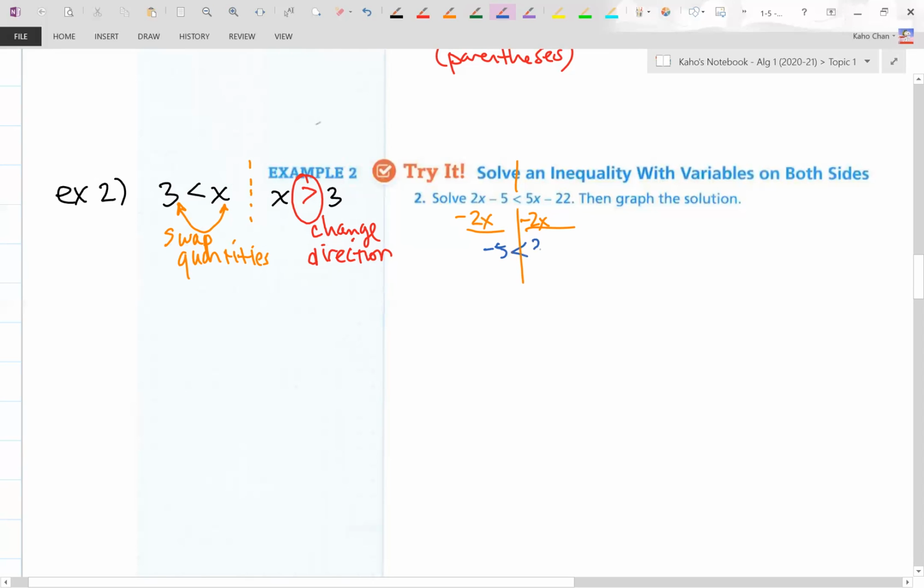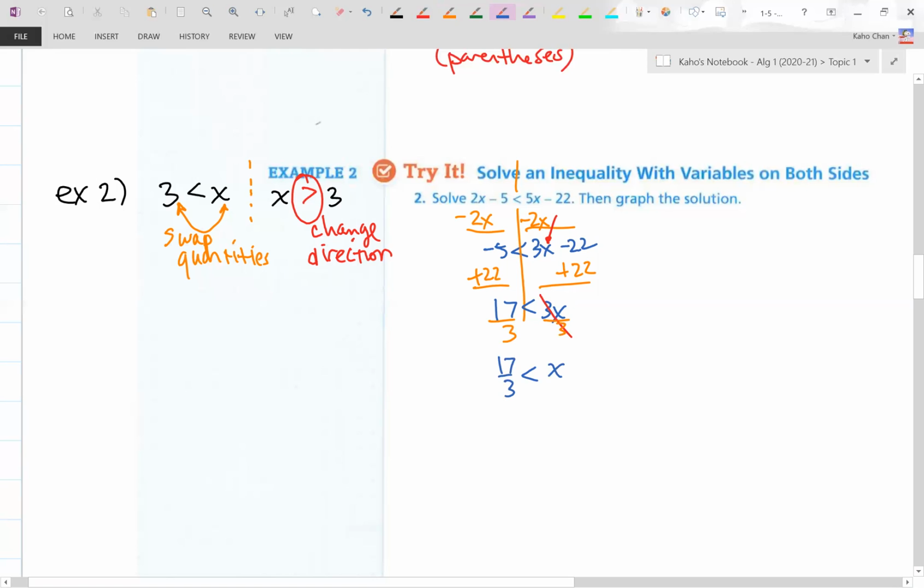5x minus 2x is 3x. Great. Let's go ahead and move everything away from x, the variable. I'm going to add 22 to both sides. Watch out for those negatives. 22 minus 5 is 17, is less than 3x. Divide by 3 on both sides. Those leading coefficients go away. 17/3 is less than x.